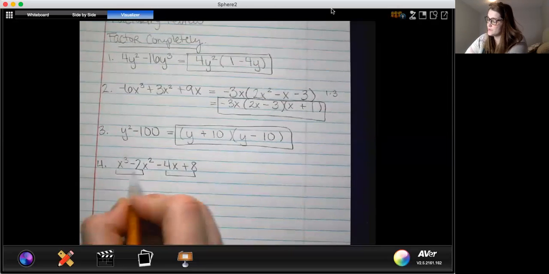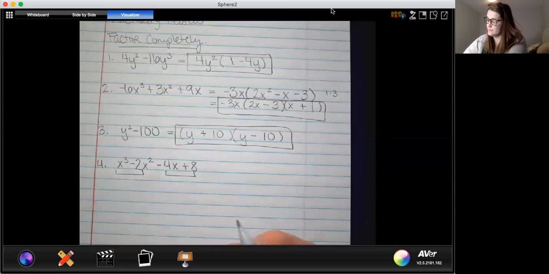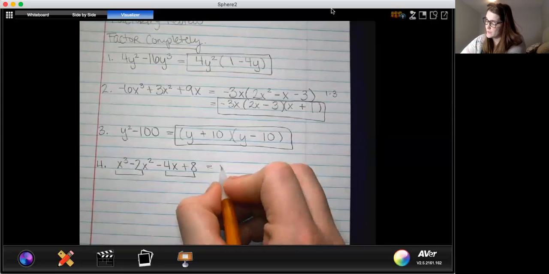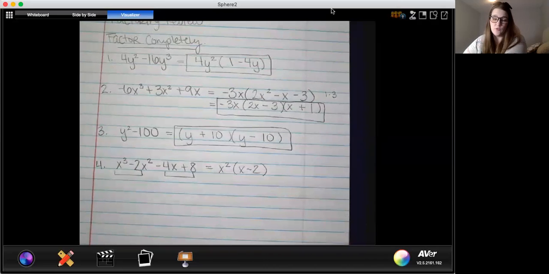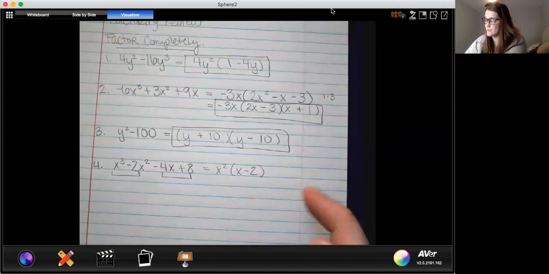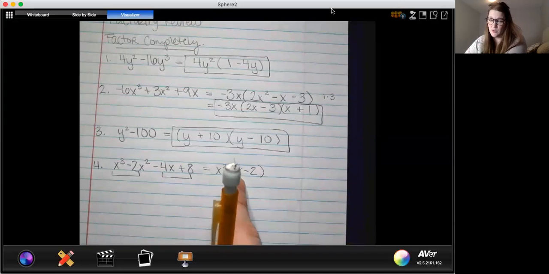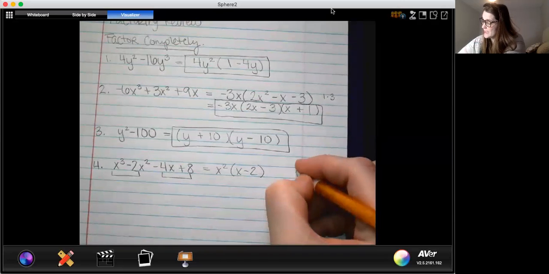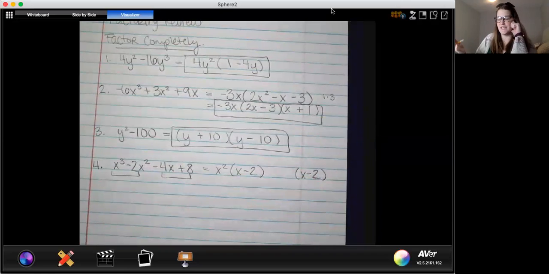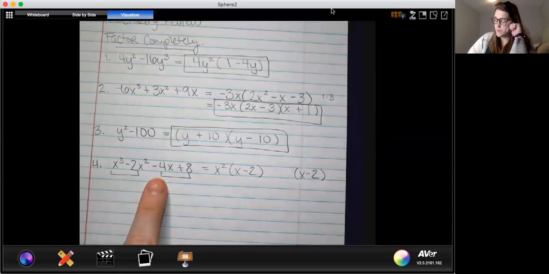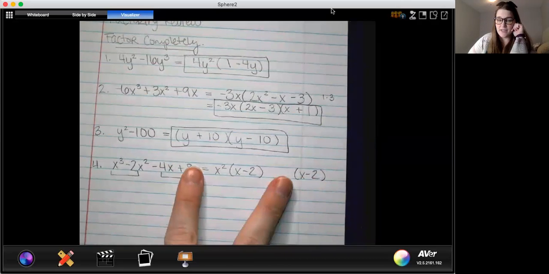So for the first 2 terms, we want to take out what's common. So it'd be x squared, and I'm left with x minus 2. Now, in order for grouping to work, you have to repeat the same binomial. So I also need x minus 2 to stay in the second part. So in order for that to be true, I need to figure out what I have to take out.